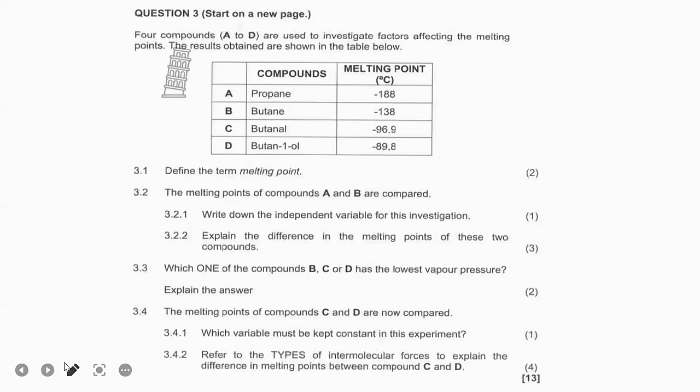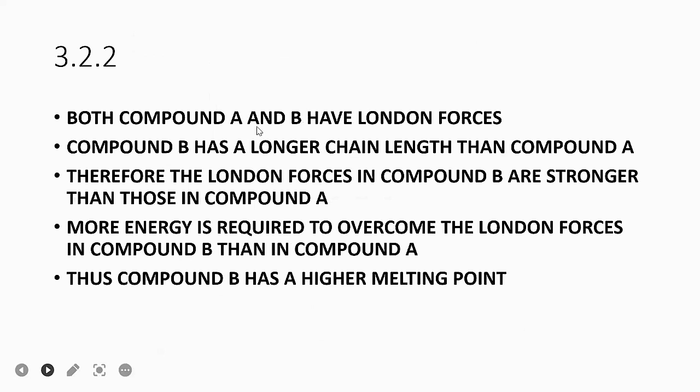Right. And then 3.2.2 says explain the difference in the melting point of these two compounds. Right. So what are we supposed to do? Supposed to say both compound A and B have London forces, number 1. Then compound B has a longer chain length than compound A, as we have already stated. Therefore the London forces in compound B are stronger than those in compound A. More energy is required to overcome the London forces in compound B than those in compound A. Thus compound B has a higher melting point, right?